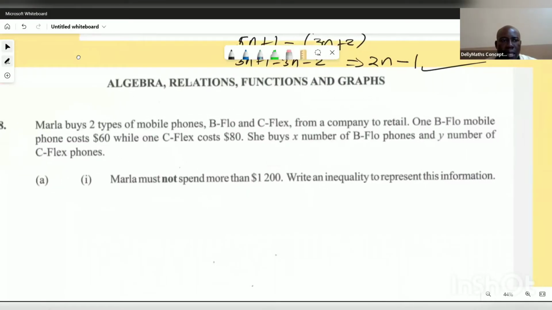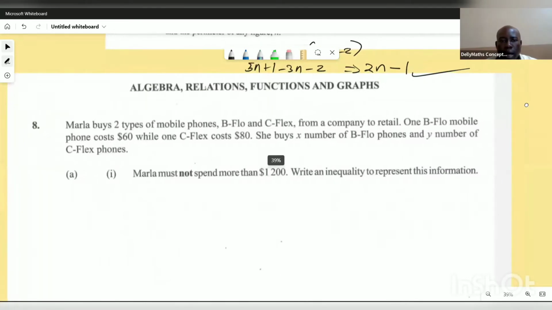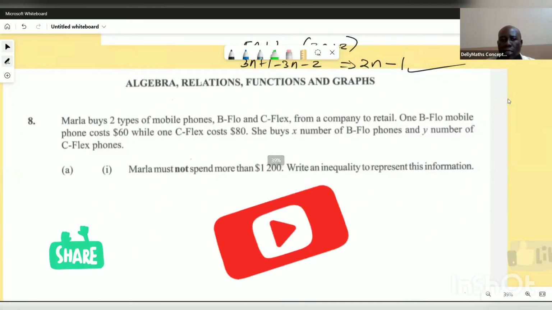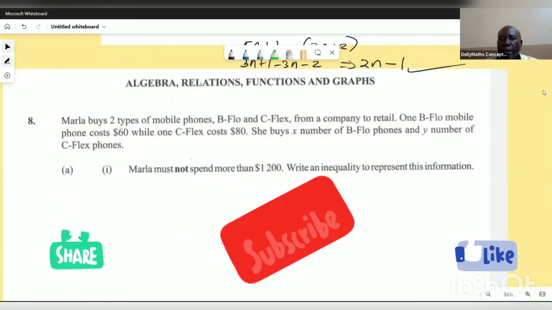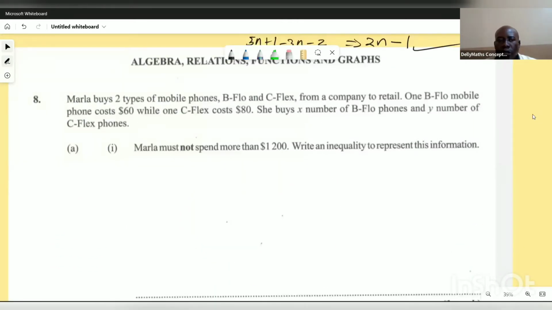Question 8. It says, Marla buys 2 types of mobile phones, B-Flow and C-Flex, from a company to retail. One B-Flow mobile phone costs $60, with one C-Flex costing $80. She buys X number of B-Flows and Y number of C-Flex. So the C-Flex is Y and the B-Flow is X.